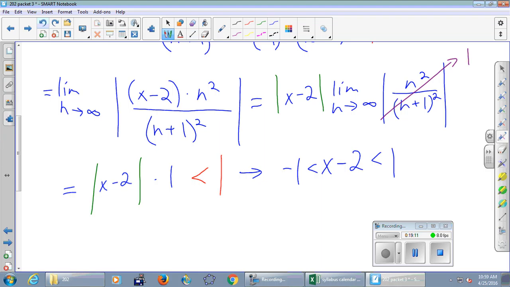So solving this inequality here for x, what do I do to all 3? Add 2 to all 3 sides. And so we add 2 here, we get 1. Add 2 in the middle, we get x. Add 2 on the right, we get 3.